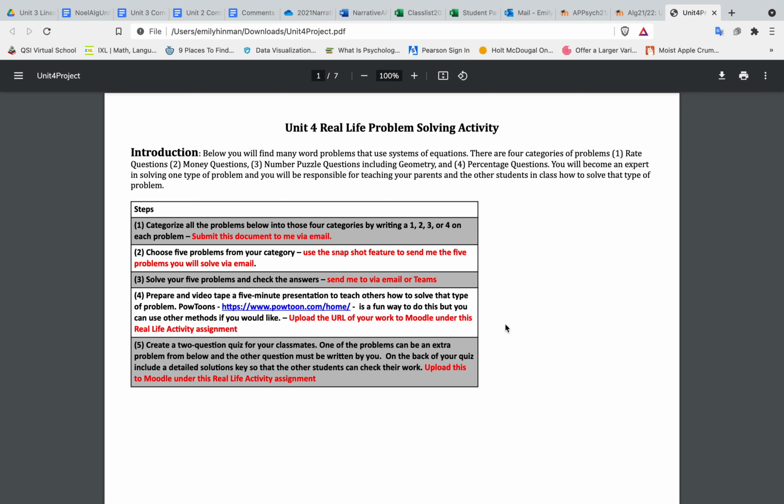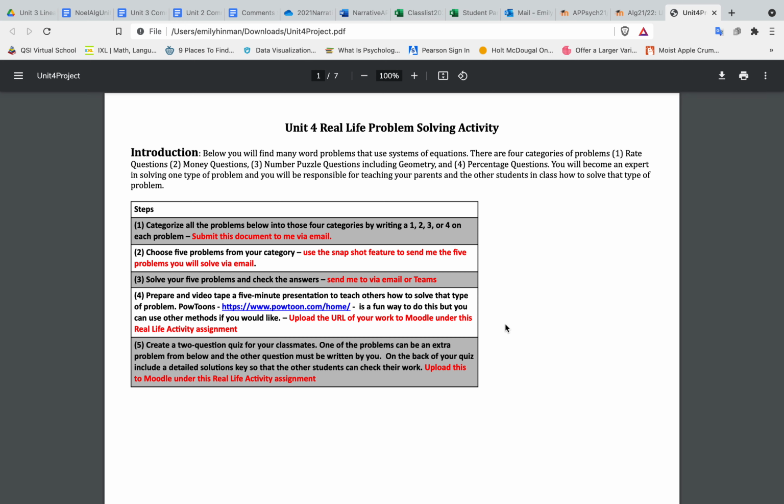There's questions that deal with rate, there's questions that deal with money, there's questions that I kind of group together, which are number puzzles, which could include some geometry questions, and then there's also questions that have to do with percentage. And I want you to become an expert in one of these. So you're going to try to teach your classmates in one of these categories. And we're going to walk through this project in some steps.